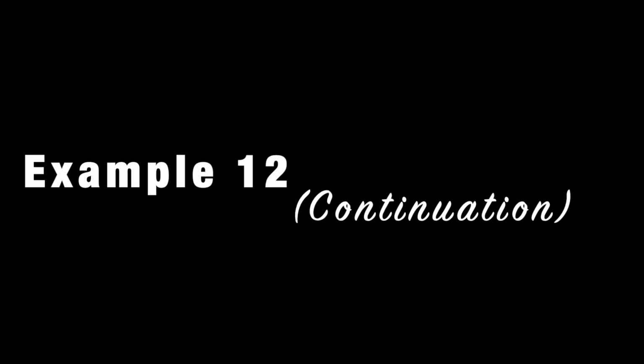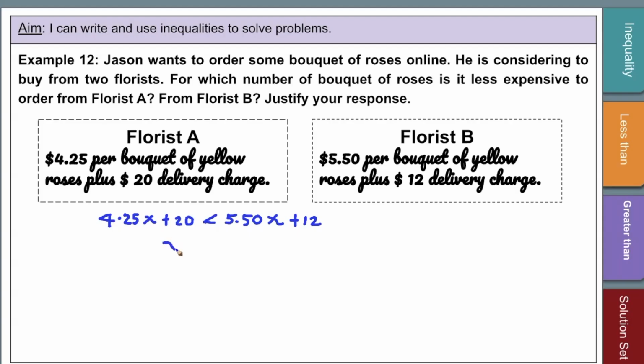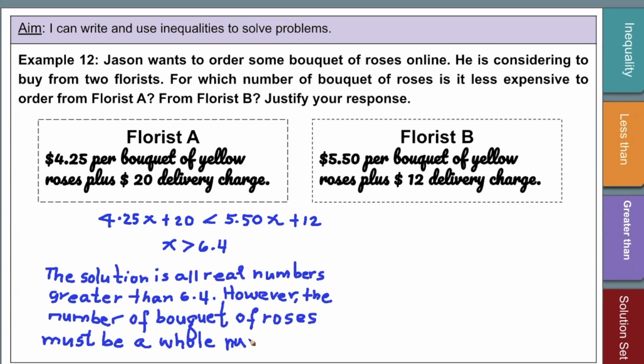So we translated our example 12 word problem into the inequality 4.25x plus 20 less than 5.5x plus 12. Then we solved for it using the properties and came up with the value x greater than 6.4. And we would like to know what does this mean in relation to the context of our problem.